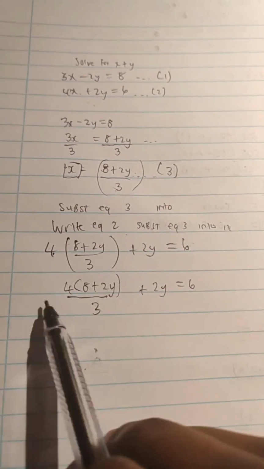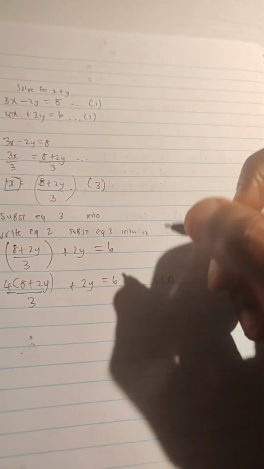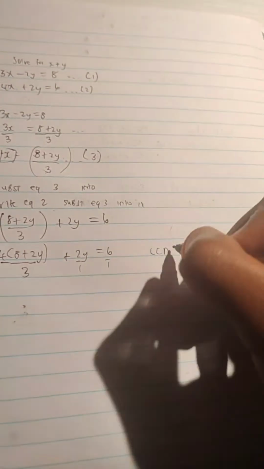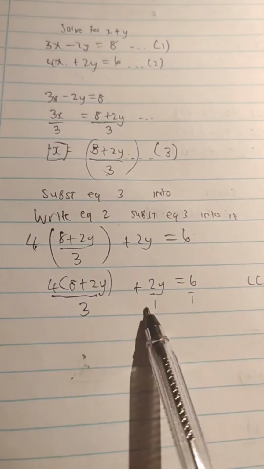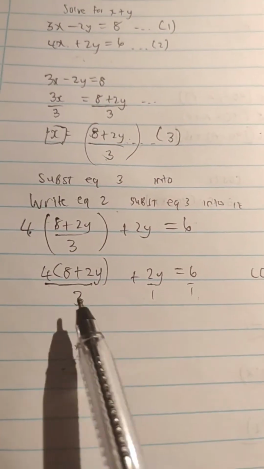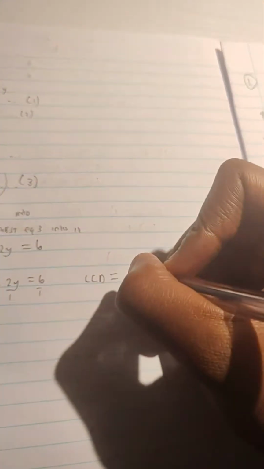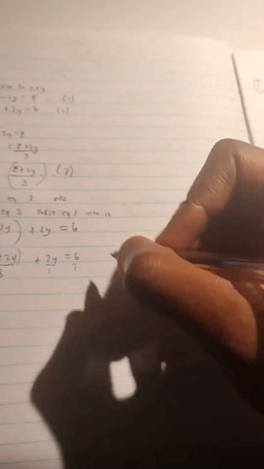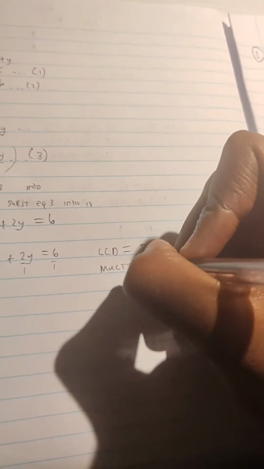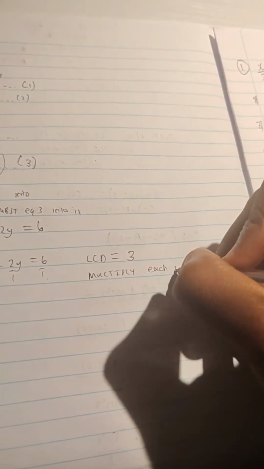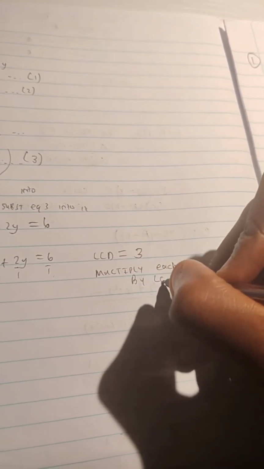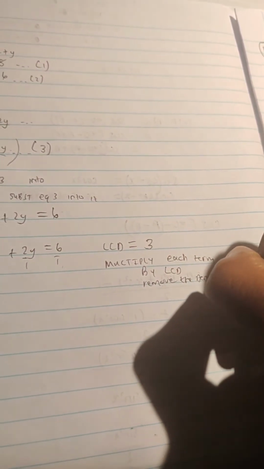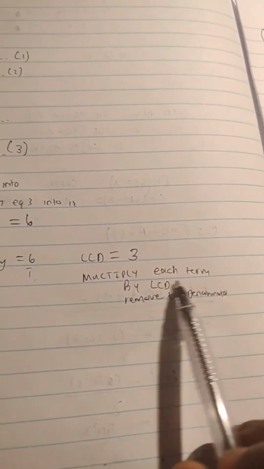Now that I have a fraction for one of my terms, I'm going to find the LCD. Remember, the denominator for 2y is 1. You don't see it. The denominator for 6 is 1. So the lowest common denominator between 3, 1, and 1, the LCM between 3, 1, and 1 is going to be 3. Then I take this LCD, I'm going to multiply each term of the equation by the LCD. Why? To remove the denominator. By so doing, multiply each term by the LCD.